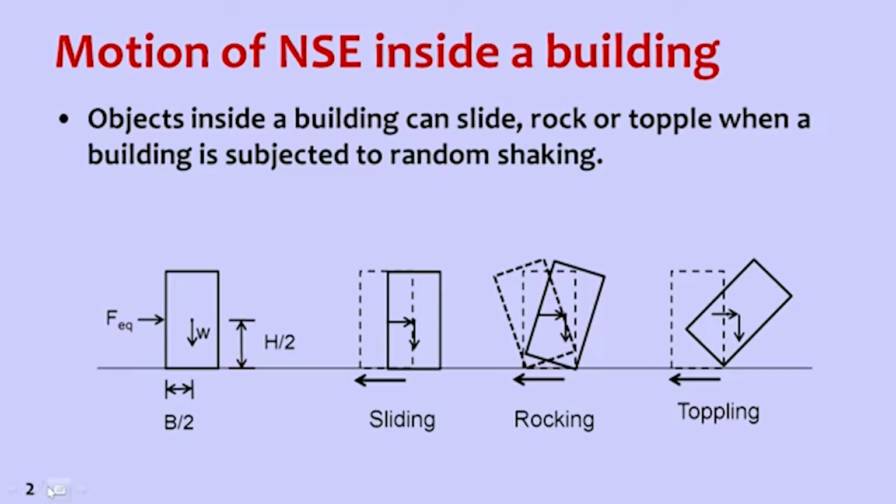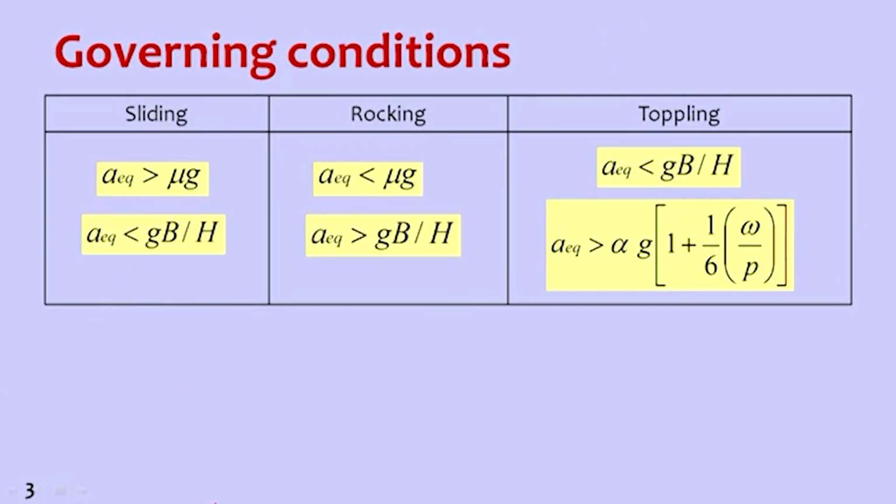We will check the safety of the non-structural element. Now let us go to the problem. These are the three basic conditions for which we are checking the sliding. In case of sliding, AEQ is nothing but the floor acceleration. If floor acceleration is greater than mu into g, where mu is the friction coefficient, and if this is met, then sliding will happen. And if AEQ is less than g into B by H, where B by H is a geometrical property of the non-structural element, B is the width and H is the height.